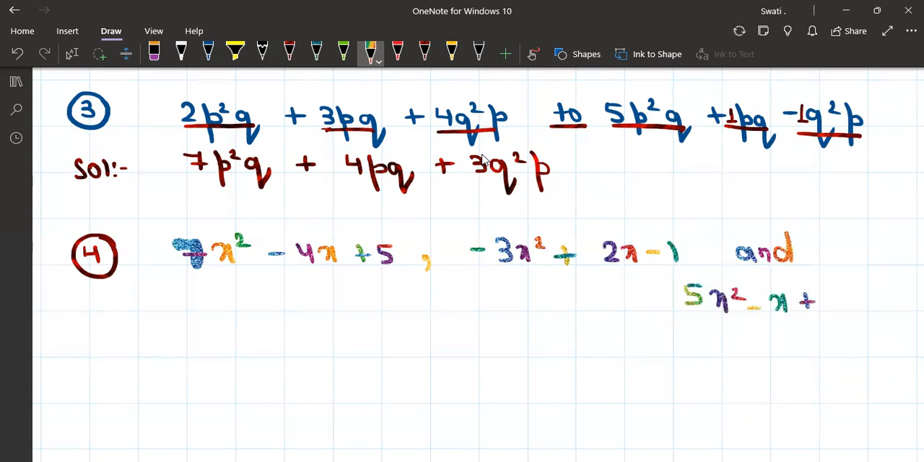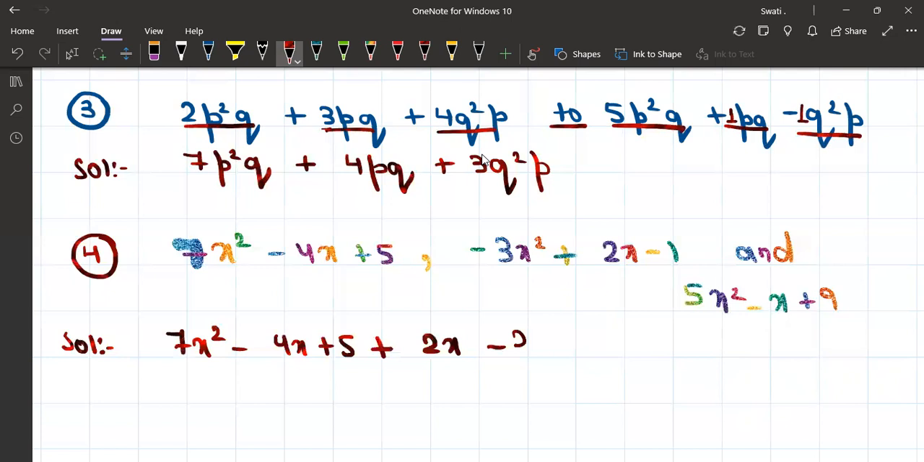x plus 9. In this one, I'm going to solve it properly by writing all the steps. So I'm going to write down the first expression, that is 7x squared minus 4x plus 5. And I'm going to add this with the second expression. So here I'll write down plus 2x first and then minus 3x squared. That is absolutely fine. You can write minus 1, plus this 5x squared minus x plus 9. You just need to make sure that while writing, you should not skip any of the terms. That is what you have to keep in your mind.